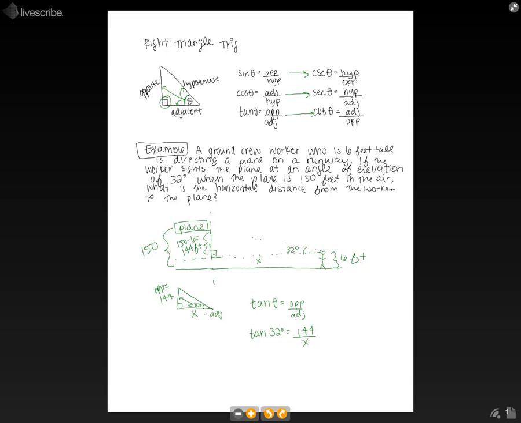So to solve for x, you would multiply both sides by x and then divide by the tangent of 32 degrees. So you have x is equal to 144 divided by the tangent of 32 degrees. Now, to solve for x, you can use your calculator, and make sure your calculator is in degrees and not radians, and you'll get x is approximately 230.4 feet. So that is the distance between the worker and the plane in the horizontal distance.